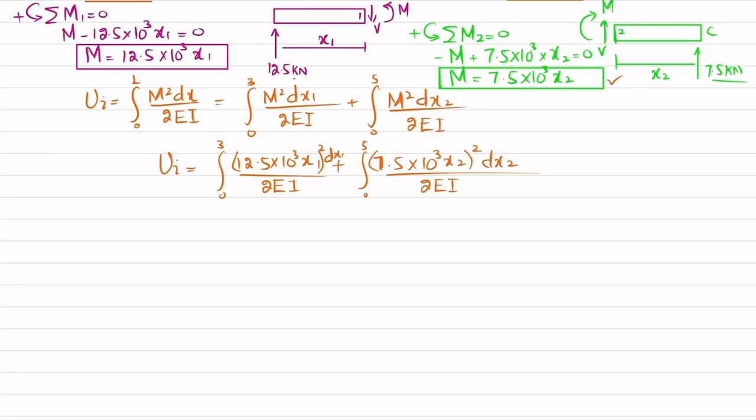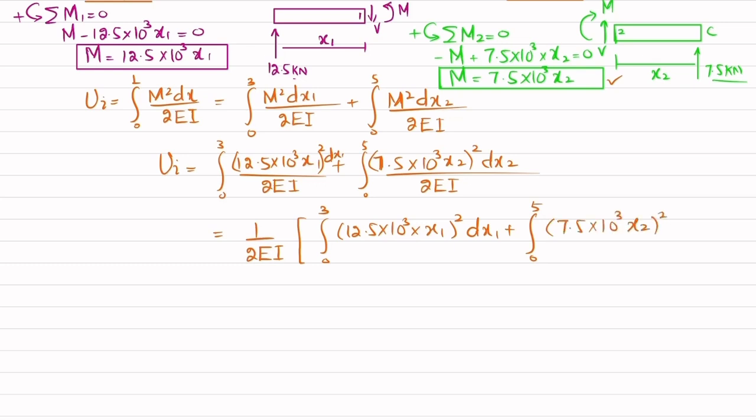If you take 1 over 2 common from both, it will be 1 over 2EI multiplied by the integral from 0 to 3 of 12.5 into 10 to the power 3 multiplied by x1 squared dx1, plus the integral from 0 to 5 of 7.5 into 10 to the power 3 x2 squared dx2. Now, being an engineering student, you should be able to solve this integration.